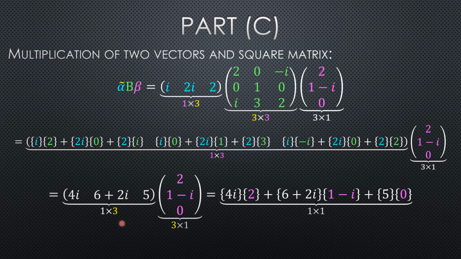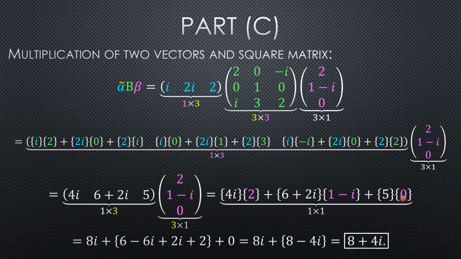Again, inner dimensions match, so our outer dimensions are the result, which is what we see here. This row to this column leads to our dot product here. And we see, once again, that we end up with a scalar, because it's 1 by 1. We just have to simplify. Distribute all this together. We see that happens in this bracket. Multiply the zeros. We love zeros, clearly. And then once we simplify this down, we end up with a scalar number, which is 8 plus 4i.